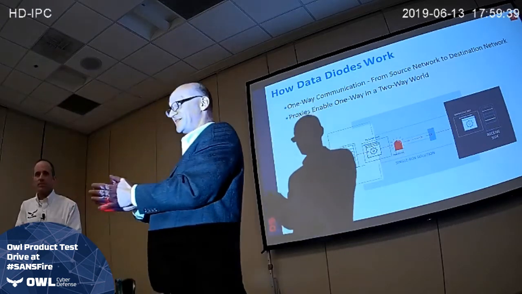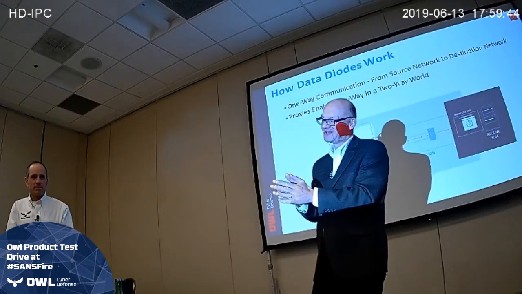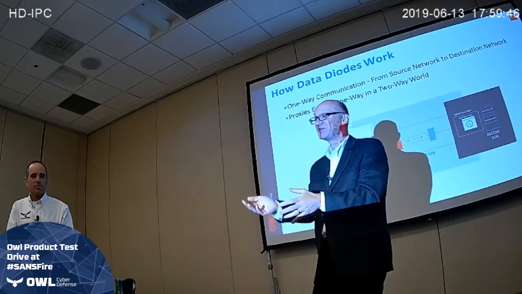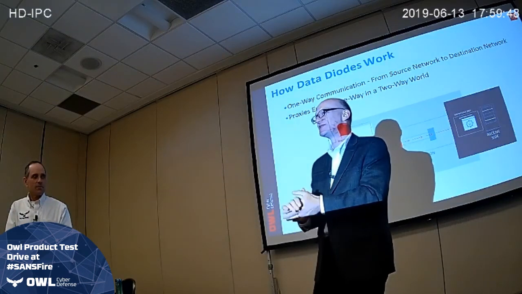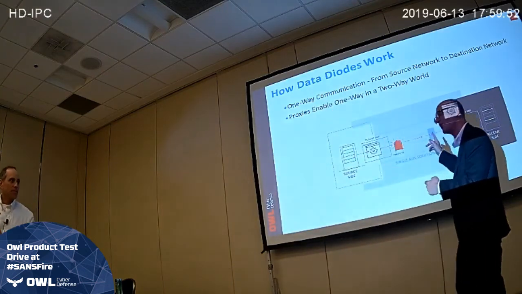So if a very clever attacker found a zero-day exploit and was able to take control of this side of the diode, they still can't get data across to the other side. They still can't reach anything over there. All they can do is find out what's here and find out where data's going, which you see on the network anyway.